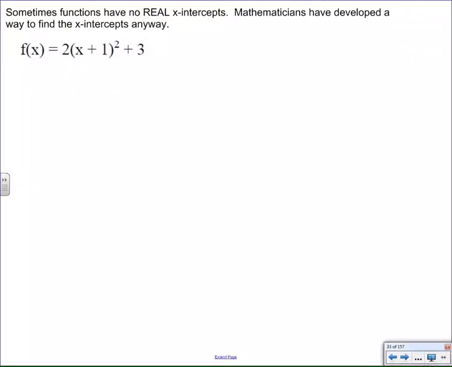Hello, everyone. We're going to continue exploring quadratic functions when they're written to us in vertex form. Again, we call it vertex form because we can read the vertex from the equation. It's a handy form to work with.